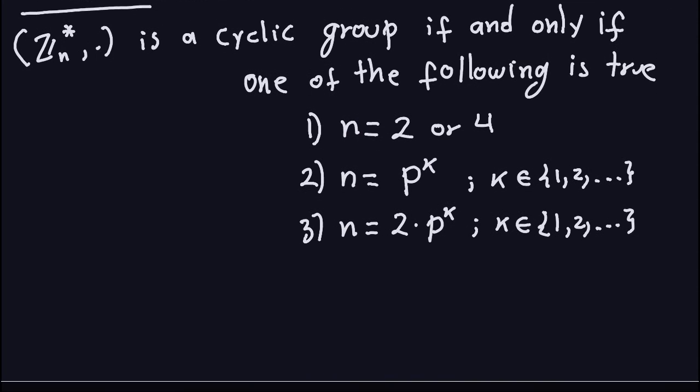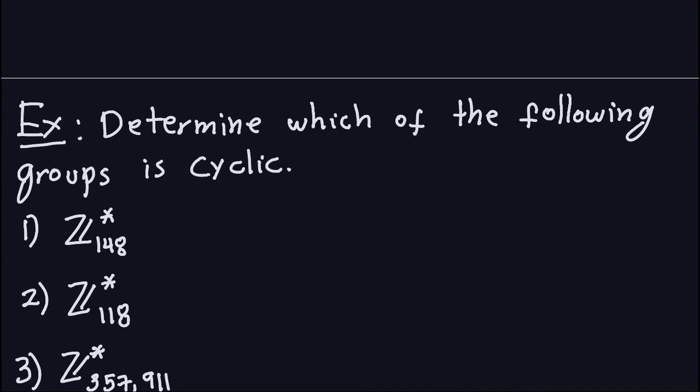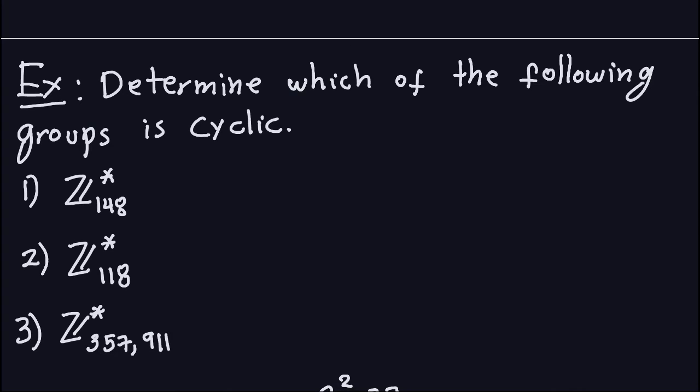So let's look at some examples here. According to that theorem, let's try to check which of these groups are cyclic. So determine which of the following groups are cyclic. How do we know these groups are cyclic?